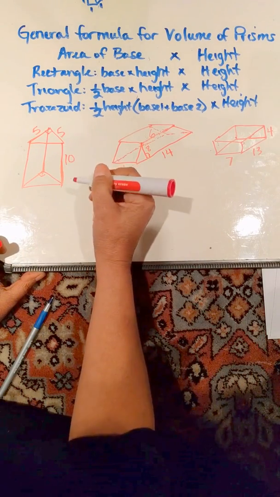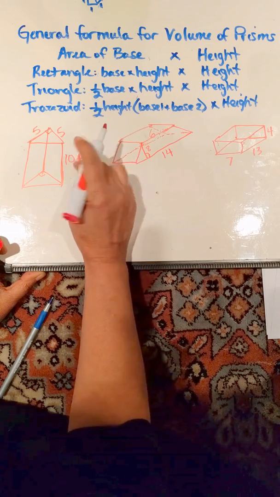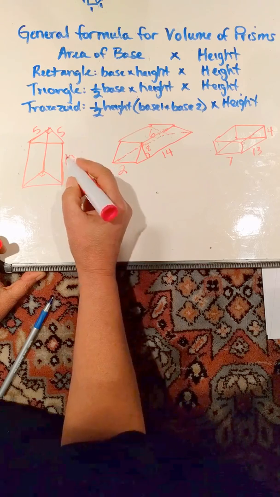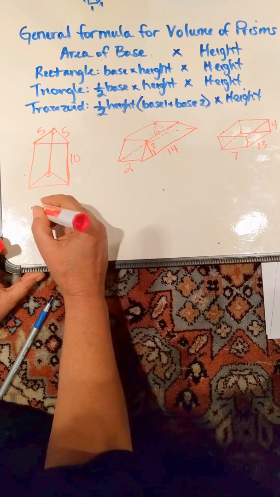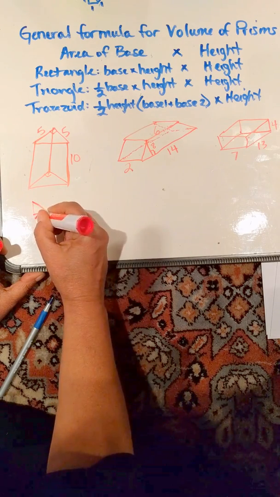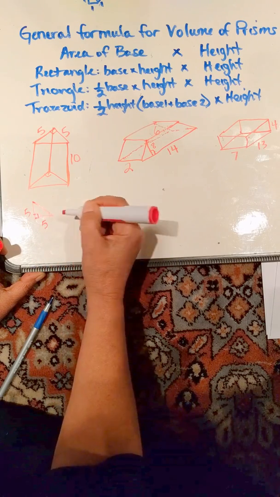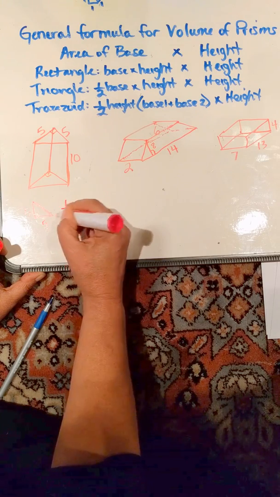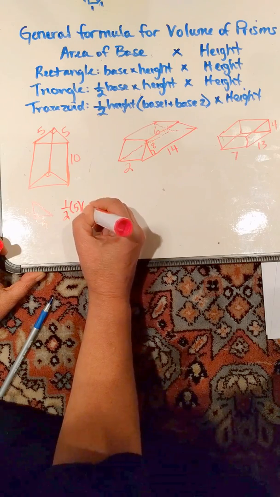If this is all in feet, we're going to say that the result's going to be cubic feet, or feet cubed. So first I find the area of one of the triangles. So I have a triangle. I'm going to draw it here. It's a right triangle, 5 and 5. So the area of this triangle is 1/2 base times height. So it'll be 1/2 times base times height, which is 5 times 5.